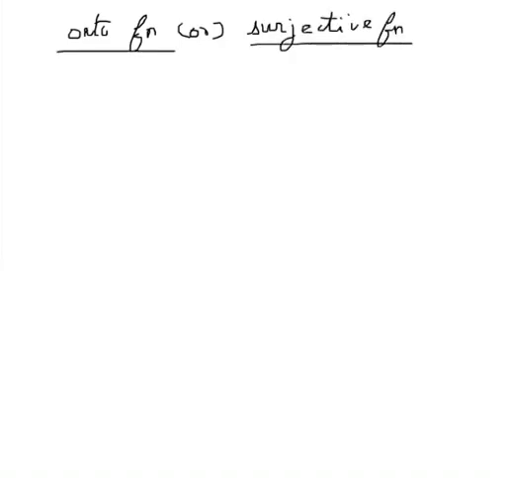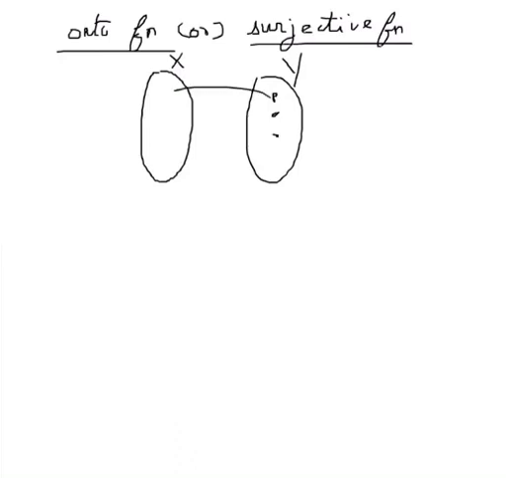Then the next type of function is onto function, otherwise called surjective function. Okay, the definition of onto function is every element in the second set, the codomain, should be the image of some element of the domain set X. So for every element in this codomain, there should be a pre-image in X. Then it is an onto function.